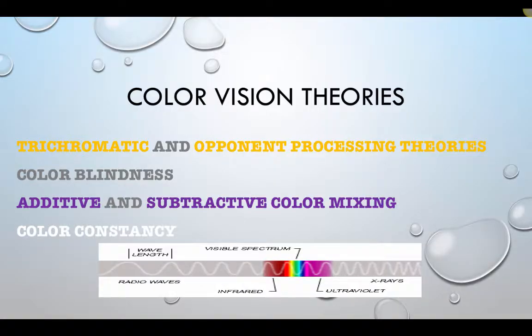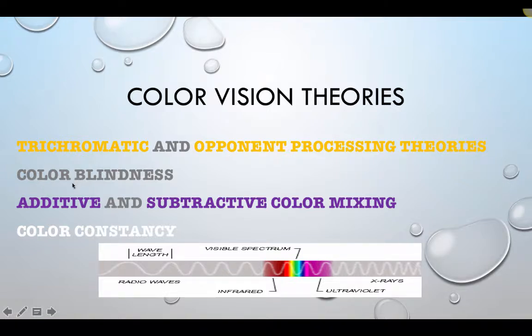Hi everybody. Today we're going to talk about color vision theories in the visual processing system. And at the end of this video you want to make sure you understand the difference between trichromatic theory and opponent processing theory. These are often confused term pairs in AP psychology.